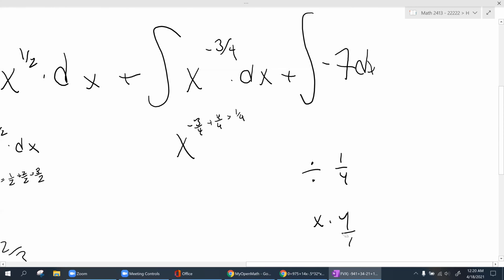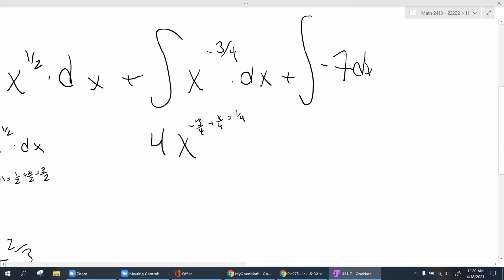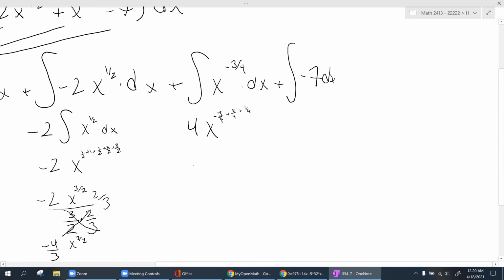Over 1, which is just 4. So that's what you want to do with these fractions. Instead of dividing by 1 over 4, I'm just going to multiply by 4. Hey, that's much nicer. So what I have here ends up being 4x to the 1 over 4.